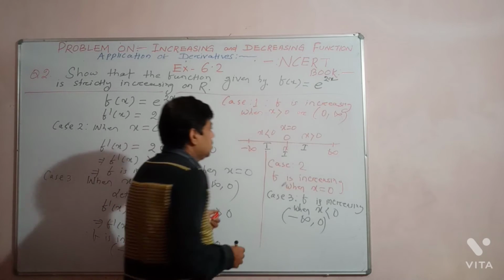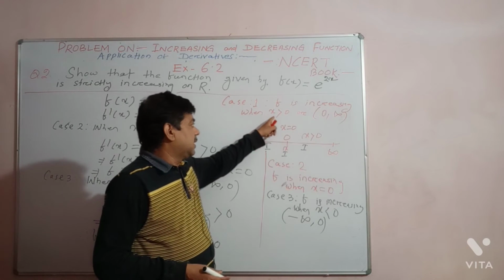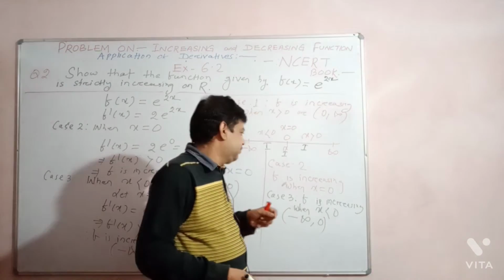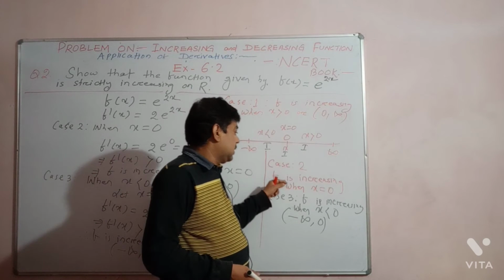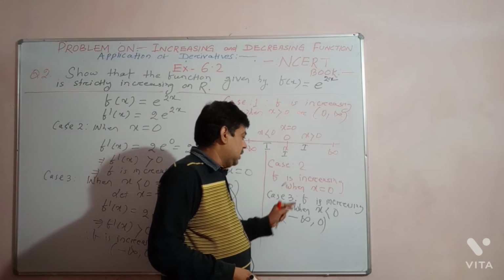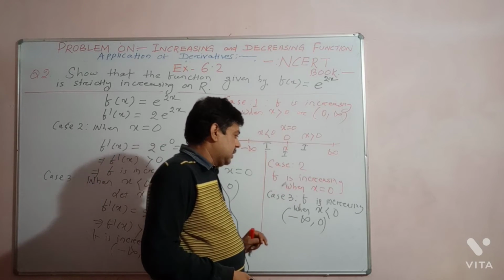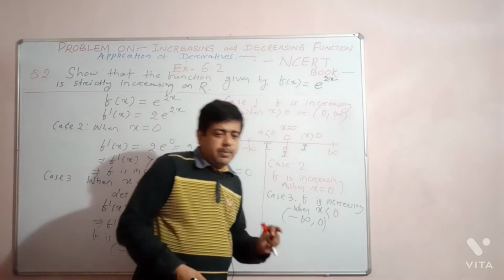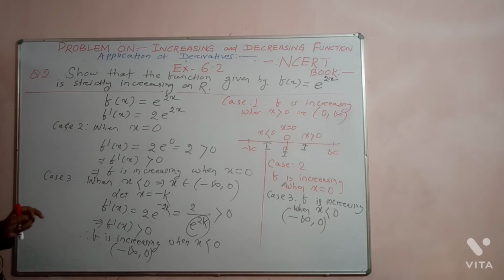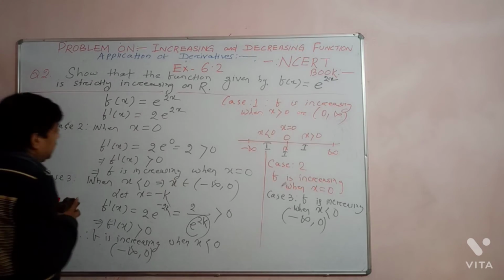Is it clear? So we got in case 1, f is increasing when x is greater than 0 or in the interval 0 to infinity. Again the function is increasing also when x is equal to 0, and according to case 3, f is increasing when x is less than 0 or in the interval minus infinity to 0. Since the function is increasing at every point in the domain of the function, the function is strictly increasing.